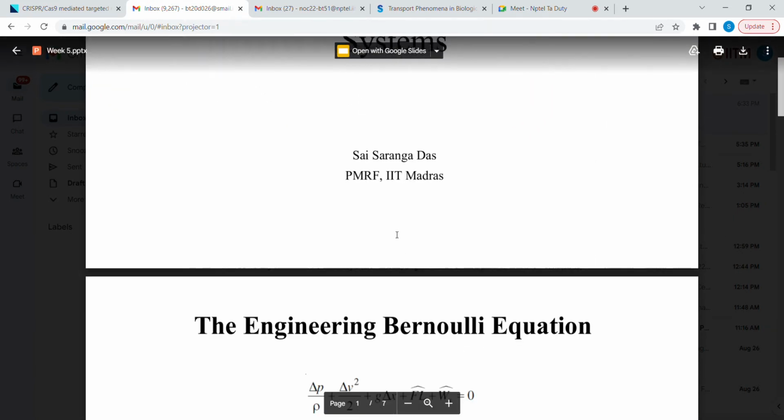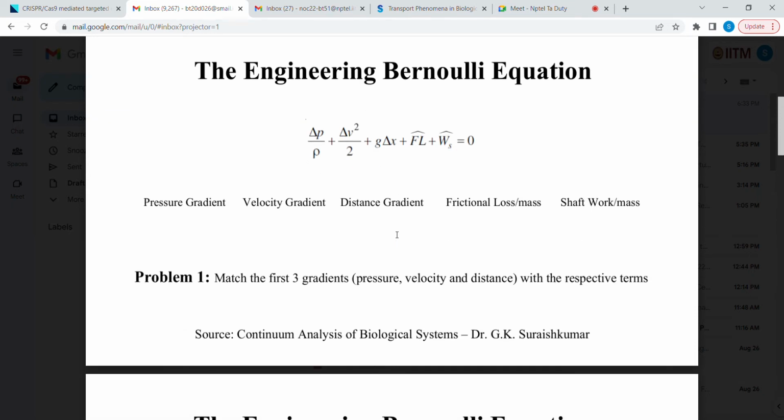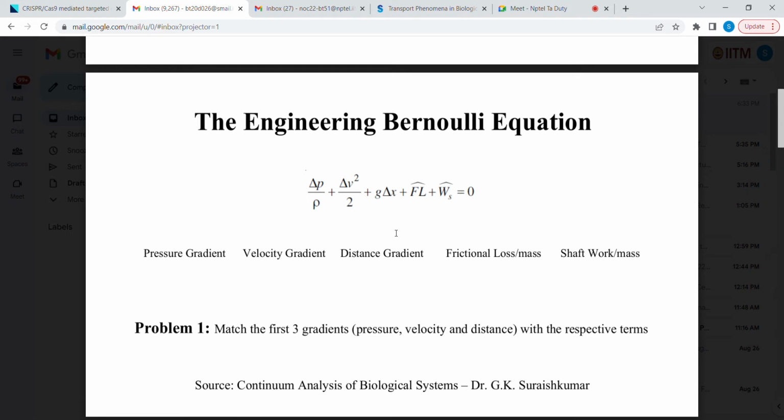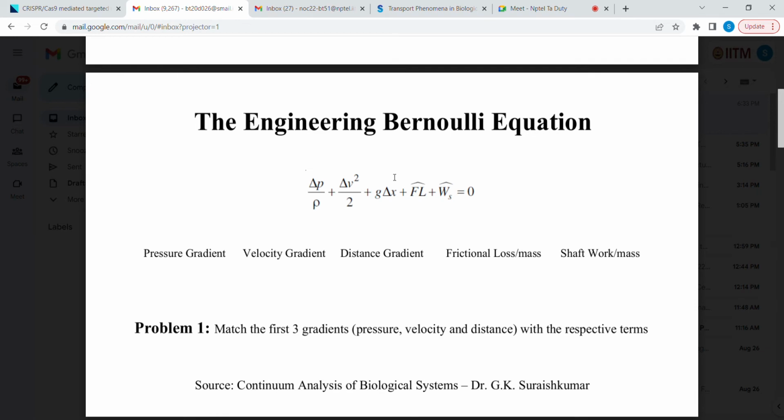So, as I told you, today we will be looking at the engineering Bernoulli equation. So this is the engineering Bernoulli equation, alright? So delta P by rho plus delta V square by 2 plus g into delta x, or delta z or delta y, depending upon your convenience. You can use any alphabet. It represents something. And F_L hat, which is the frictional loss per unit mass, and W_S is the shaft work per unit mass.